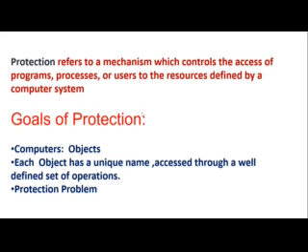Generally, in a protection model, a computer consists of a collection of objects. It may be hardware or software. Moreover, each object has a unique name and can be accessed through a well-defined set of operations. And also the protection problem. The protection problem says: ensure that every object is accessed correctly and only by those processes that are allowed to do so.